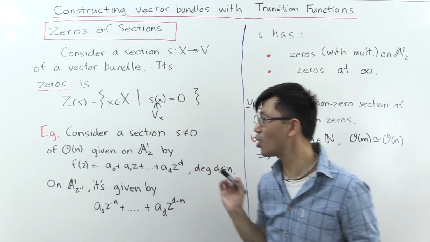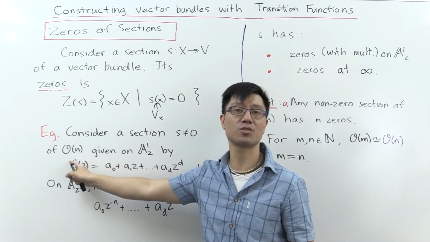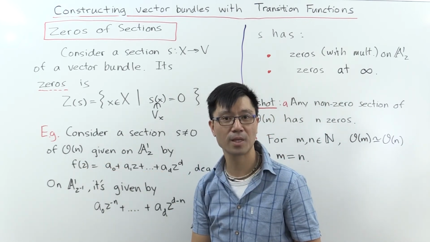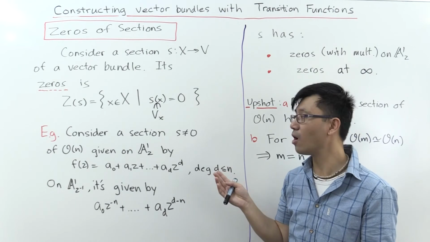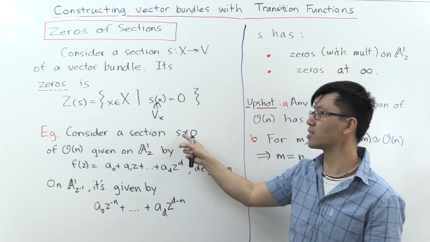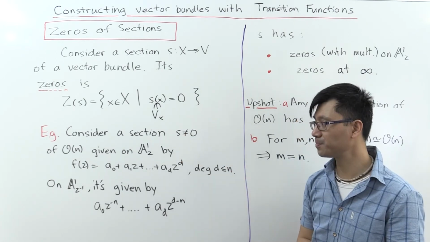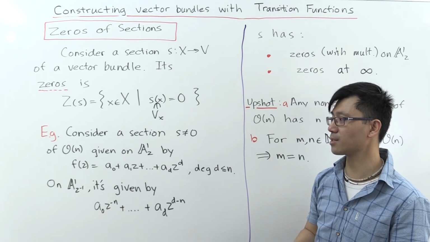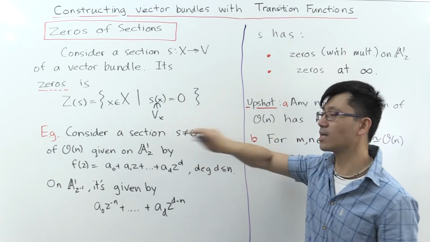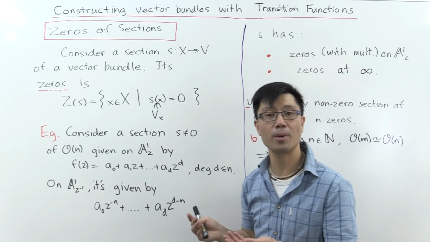Okay, so let's return to our example of these line bundles that we saw before, and let's have a look at zeros of sections. So we'll pick a section S which is non-zero and see what happens. So remember how we got these sections.